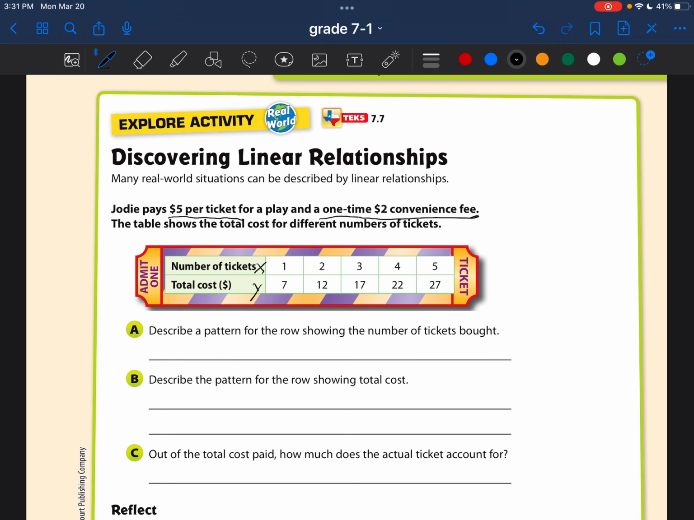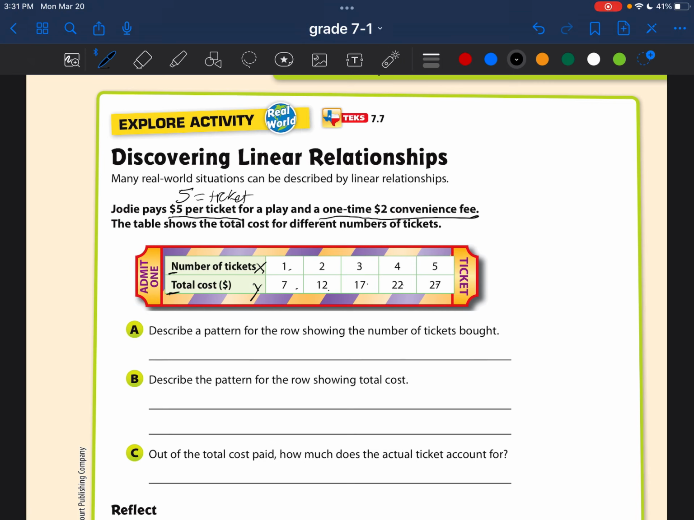This has already labeled what our x's and our y's are for us. So we know that these are the number of tickets, and down here is how much each ticket costs. So where it says $5 per ticket, we know that's $5 for every ticket.